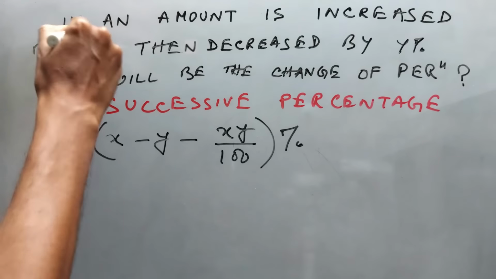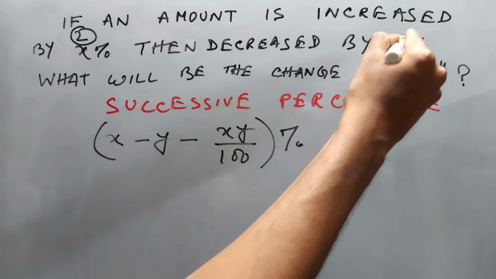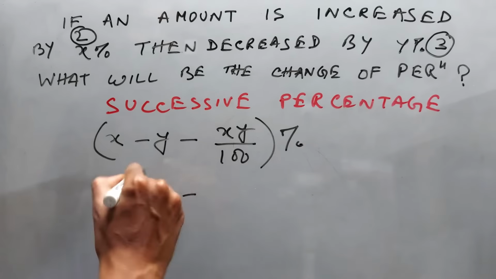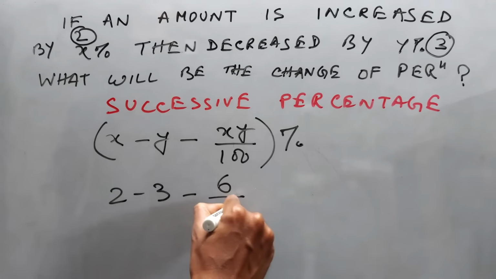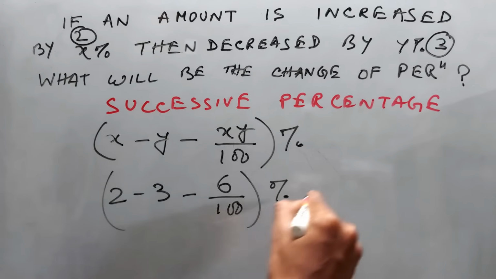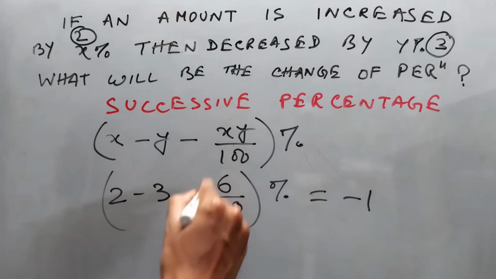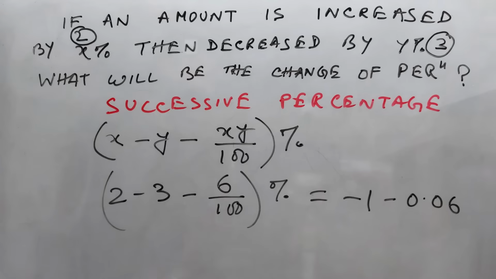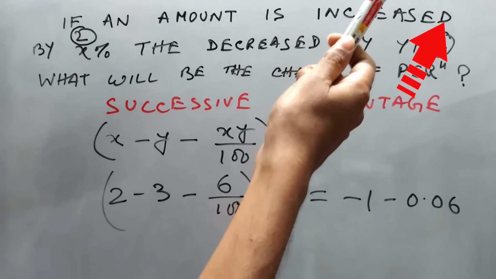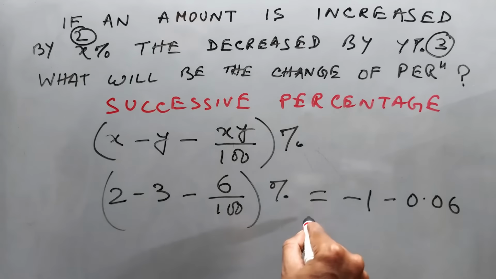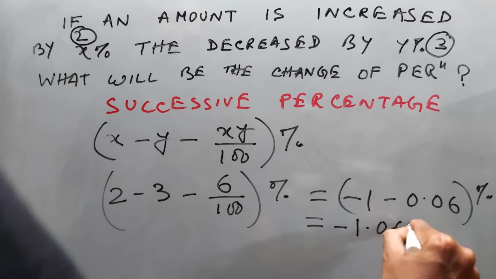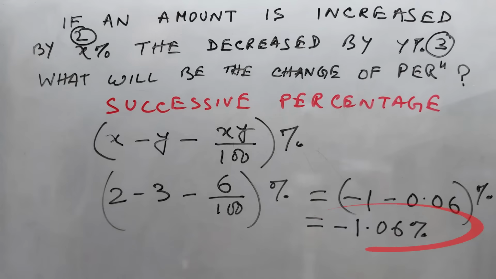So initially it was increased by 2% and then decreased by 3%. So 2 minus 3 minus 2 into 3 is 6 by 100, which is equal to 2 minus 3 is minus 1 and then minus 0.06. We know this, right? How to divide a number by 100. If you don't know, please check it on the I button. That will help you. Okay, the final answer will be minus 1.06. Easy? Yeah, definitely.